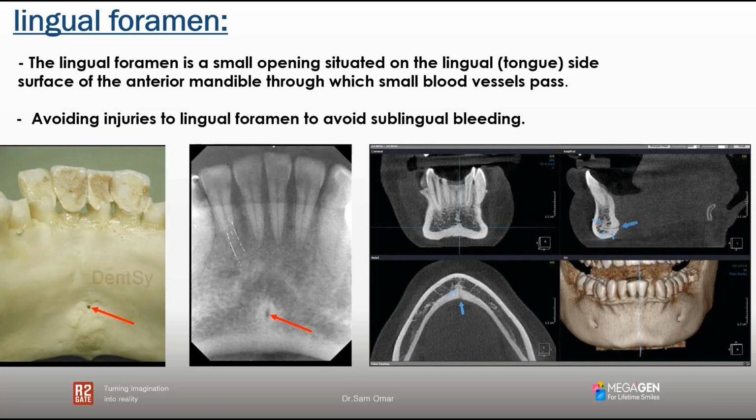The lingual foramen is a small opening situated on the lingual or the tongue side, which is right here. And this lingual foramen usually contains small blood vessels. What we try to do is avoid injuries to the lingual foramen to avoid sublingual bleeding in this sublingual space.